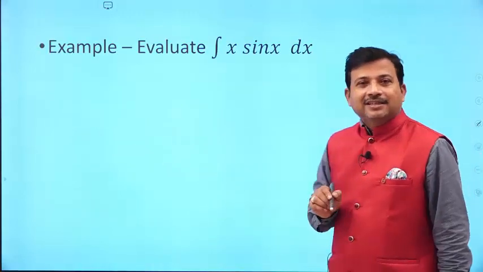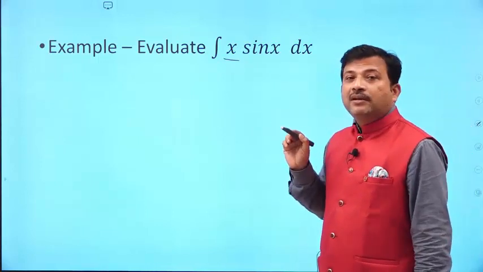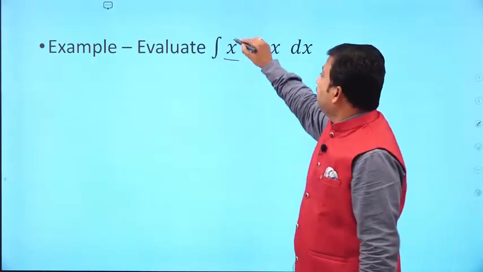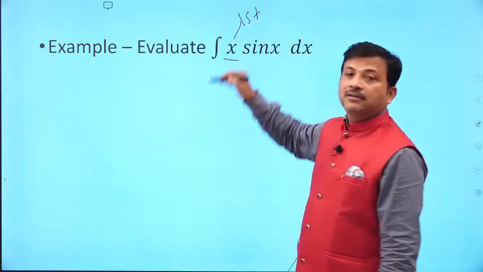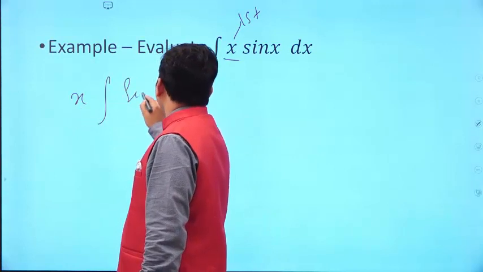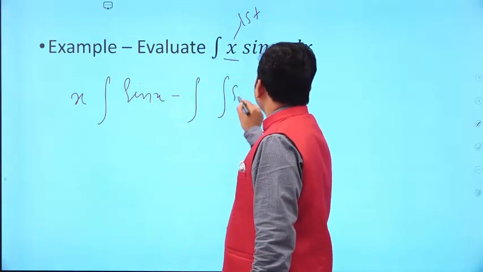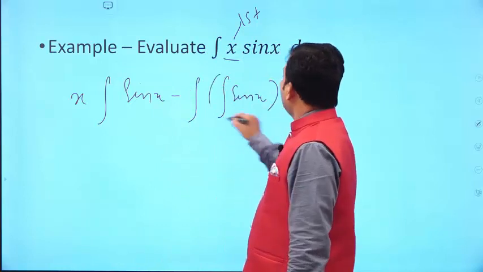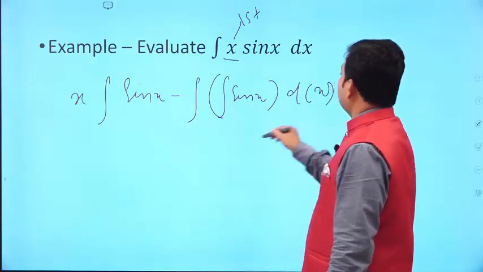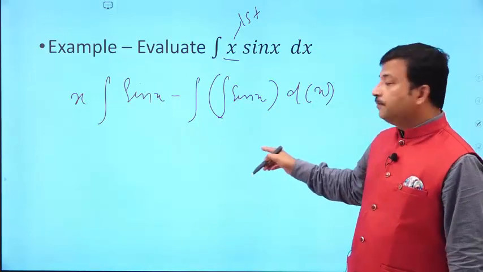Evaluate x sin x dx. How do you evaluate x sin x dx? The derivative of x is 1. The derivative of 1 again is 0. That is why this must be your first function. Is it clear? So first function into integral of second function, minus integral of, integral of second function into derivative of first function. This is the procedure. Is it clear? So like that you should do it.